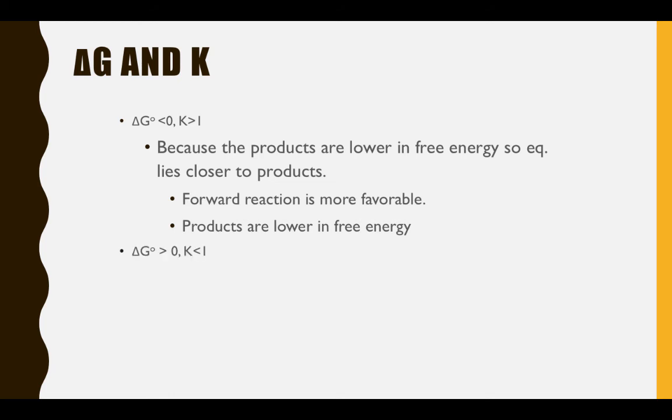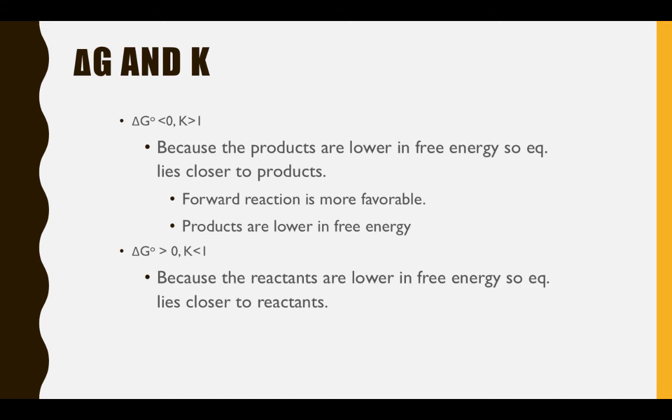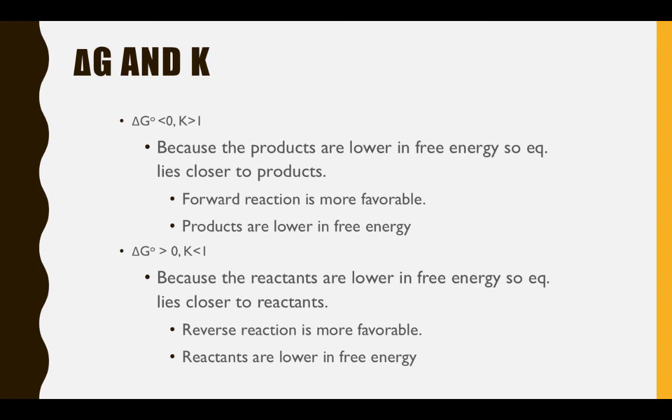Conversely, when delta G is positive, our K value will be quite small, because the reactants are lower in free energy, so the equilibrium position lies closer to the reactants. The reverse reaction in this case is favorable, and the reactants are lower in free energy. Again, one way to think about this is that the forward reaction is less spontaneous than the reverse reaction.